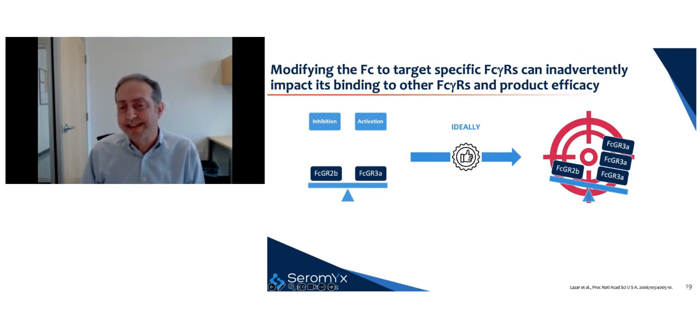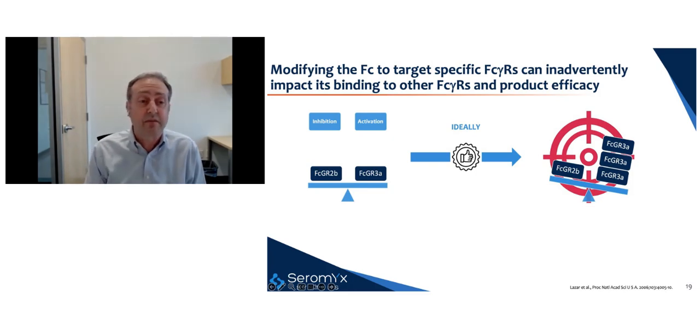Let's now turn to examples in Fc engineering. An important consideration is the balance of antibody binding to activating versus inhibitory Fc gamma receptors. An Fc that demonstrates high affinity for activating receptors and lower affinity for inhibitory Fc gamma receptor 2b could yield optimal effector function. However, Fc binding sites for activating and inhibitory Fc gamma receptors are practically indistinguishable. So this poses a significant challenge in Fc engineering, even when using structure-guided computational strategies. The net result could be that modifying the Fc to target specific Fc gamma receptors can inadvertently impact binding to other Fc gamma receptors and product efficacy.